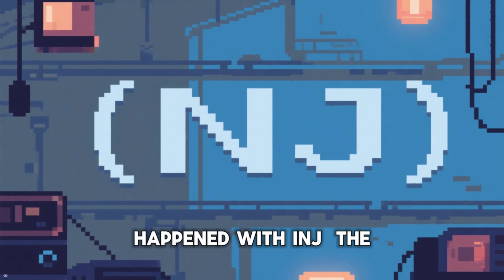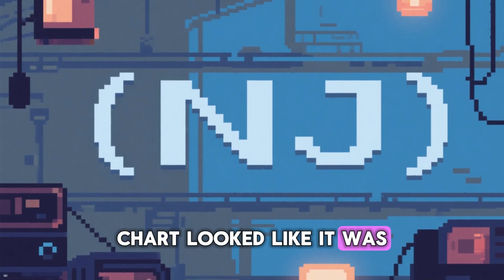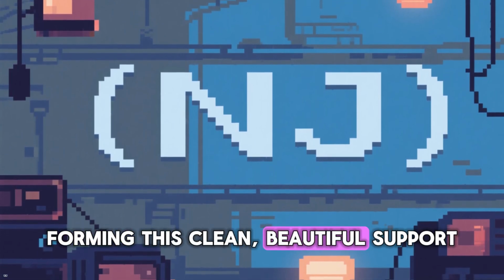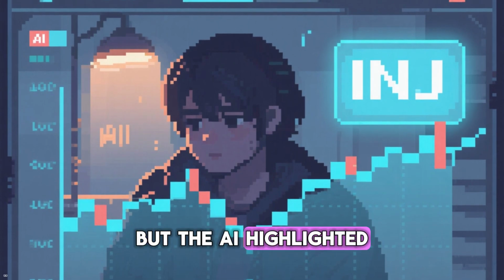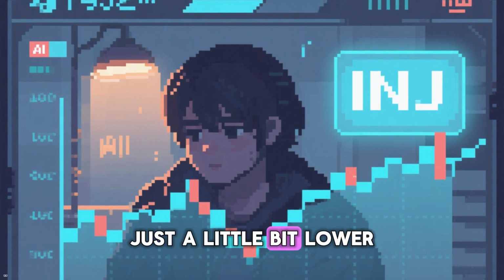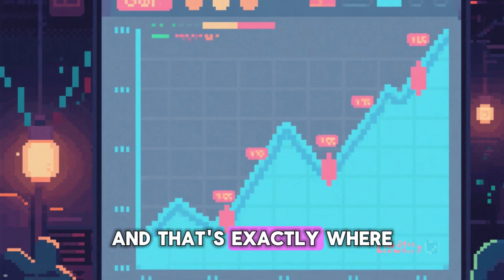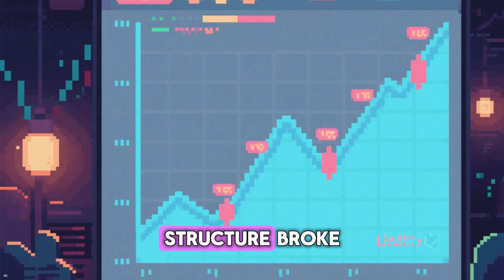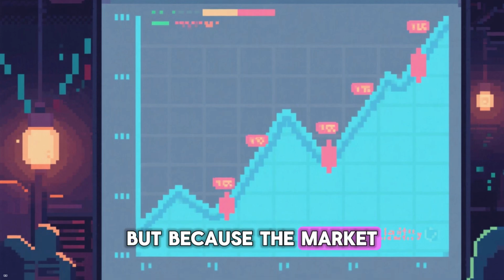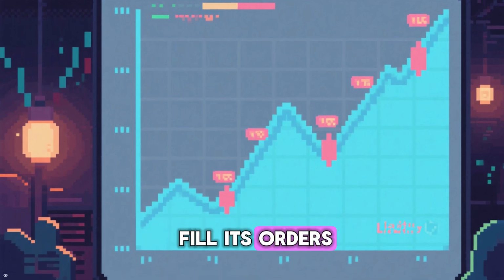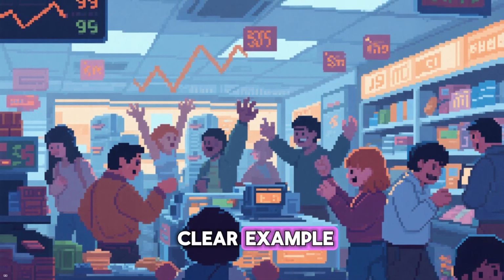The same thing happened with INJ. The chart looked like it was forming this clean, beautiful support, but the AI highlighted a huge pool of liquidity just a little bit lower. And that's exactly where the price went, not because the structure broke, but because the market needed that liquidity to fill its orders. Dow gave us another clear example.